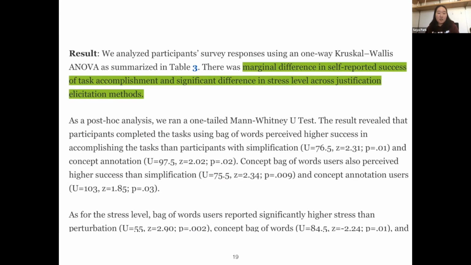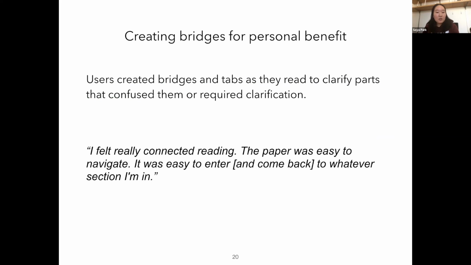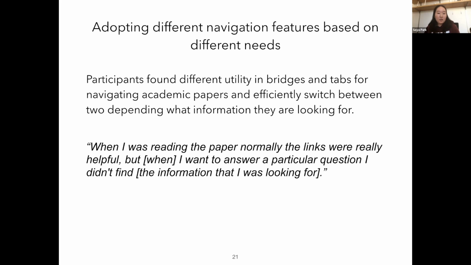So we deployed our system to a multi-ability team that consists of low vision and sighted researchers. And we have these findings. Regardless of being sighted or low vision, researchers were able to create bridges for personal benefit. Users created bridges and tabs to clarify the parts they were reading, the parts that were confusing them. And they were able to adopt different navigation features based on their needs. Depending on what information they were looking for, they could quickly switch between bridges and tabs.